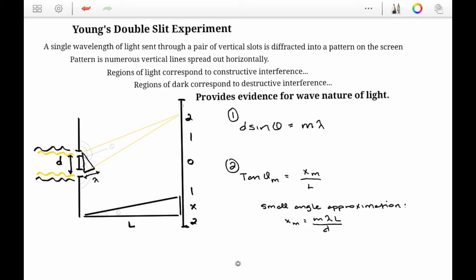On the screen, we're going to have regions where the light is constructively interfering and destructively interfering. So we're going to have a pattern of vertical lines that are both dark and light: regions that are dark, regions that are light, dark, light. On this screen, the 2, 1, 0, 1, 2 correspond to the maximums. The central maximum is the 0 order, then this is the first order, then the second order. This basically describes how the light appears on the screen.